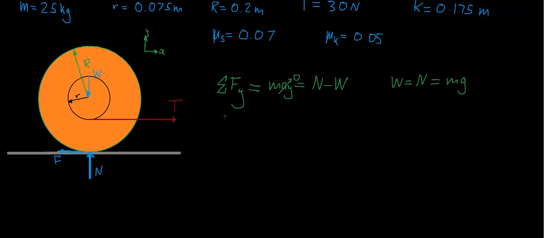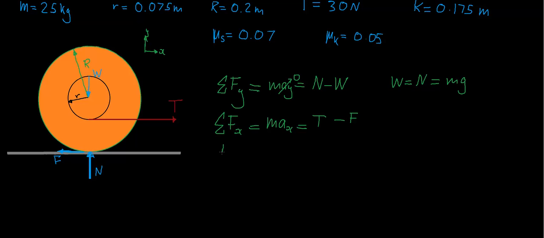Okay, so now we go on to the horizontal direction, and we go to the sum of forces in the x direction. Again, we've got our mass times acceleration, and here we have this tension force acting to the right, and the friction force acting to the left. Now we can't simply substitute mu times N yet, and we'll explain why in just a second.